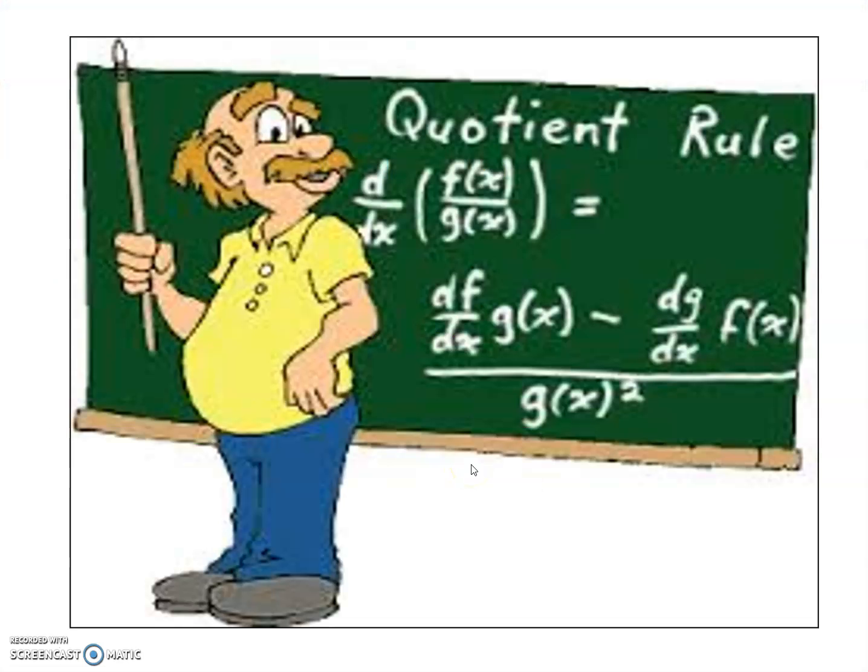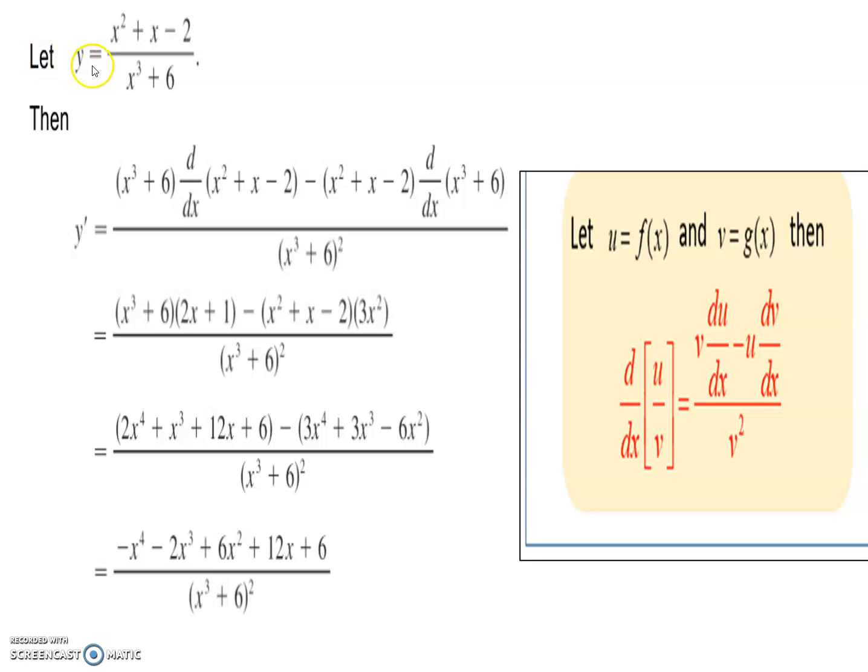Chapter number 2, Derivative. In this lecture we are going to discuss the quotient rule. In the last lecture we took y is equal to x square plus x minus 2 upon x cube plus 6. U and v are there. We know the quotient rule: u is equal to f of x and v is equal to g of x. Then the derivative of u upon v is v times derivative of u upon dx minus u times derivative of v upon dx, upon v square.